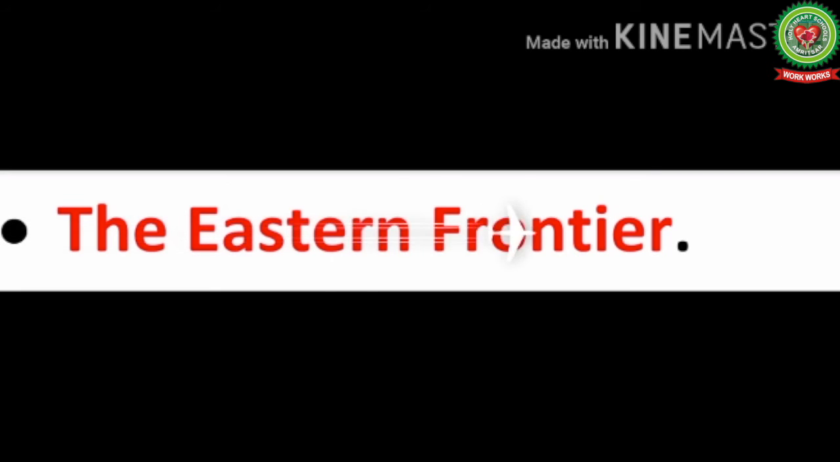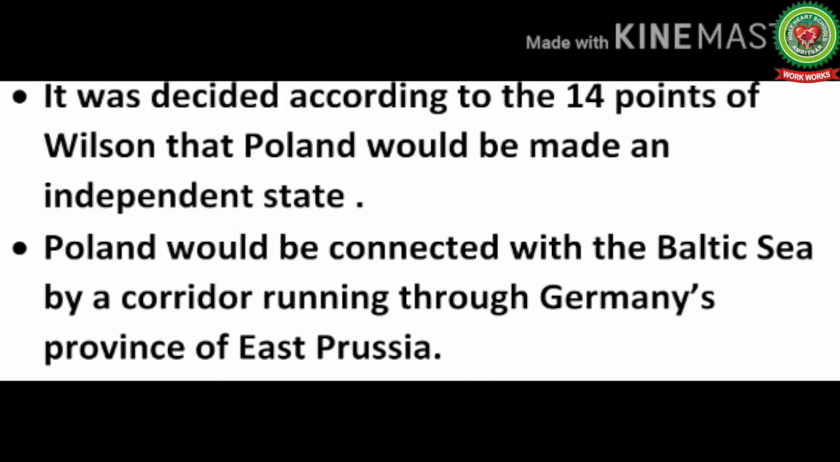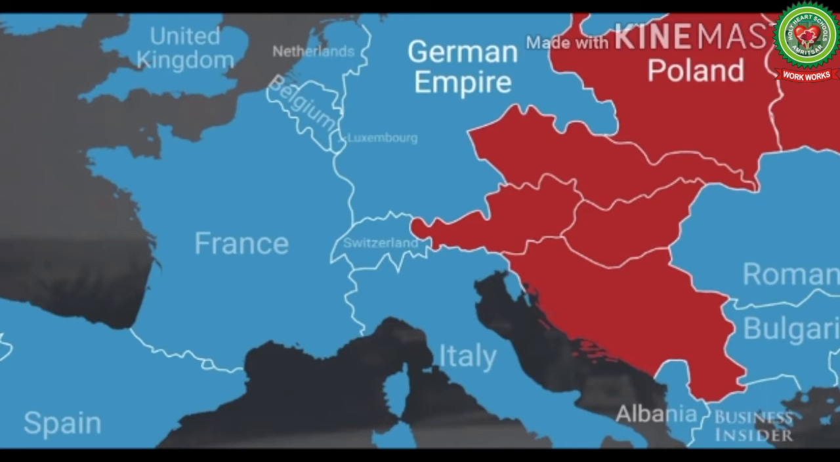The Treaty of Versailles on the Eastern Front. It was decided according to the 14 points of Wilson that Poland would be made an independent state. Poland would be connected with the Baltic Sea by a corridor running through Germany's province of East Prussia. Based on the 14 points of Wilson, it was decided that the new independent state of Poland would be framed on the map of Europe. Just see the map of Europe after the Treaty of Versailles.